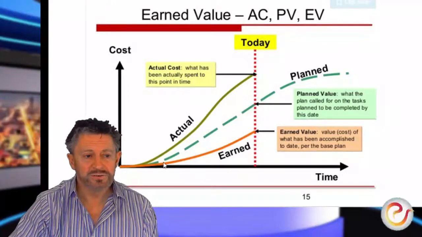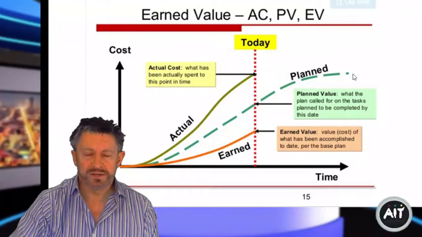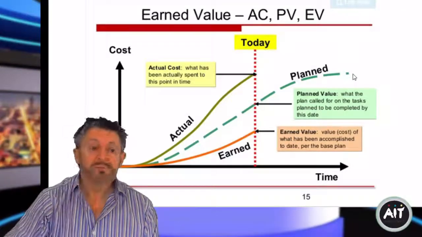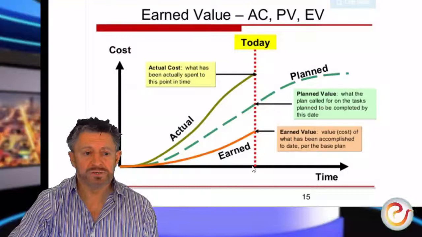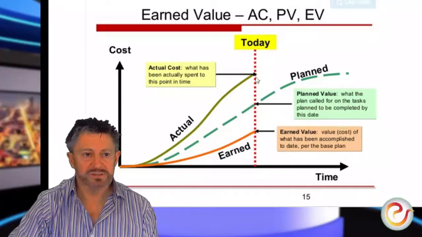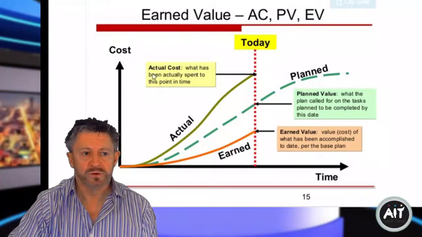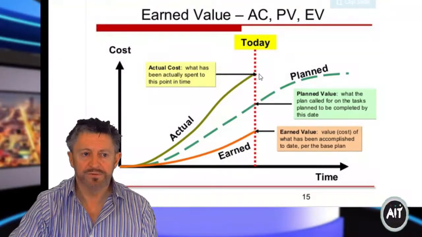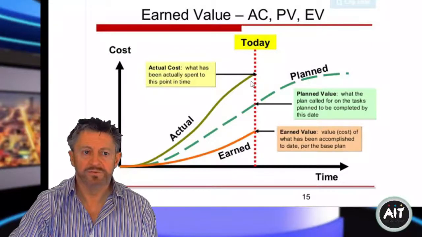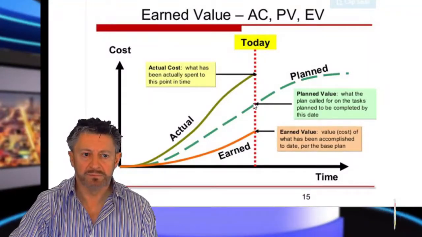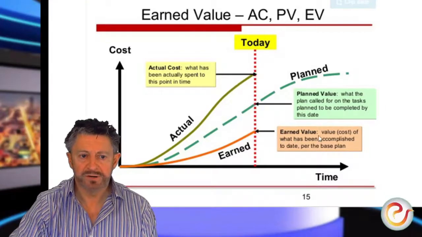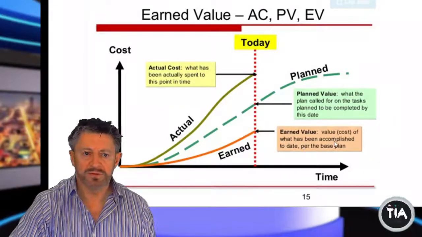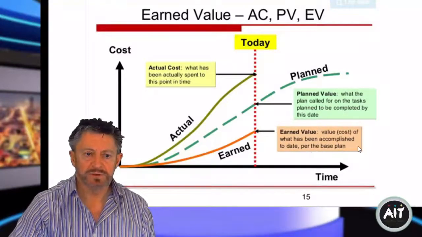And as you can see, the green dotted line, this one going up here, that was what you originally planned. And about a little over halfway through the project, you took a snapshot, and you can see that my actual cost, what has actually been spent to date, is up here. I had budgeted for this amount, so I have a variance. I've overspent based on my budget. And down here, earned value of costs of what's been accomplished to date per the base plan.